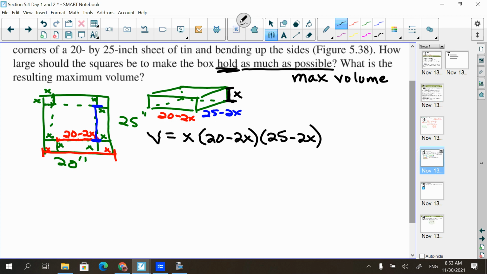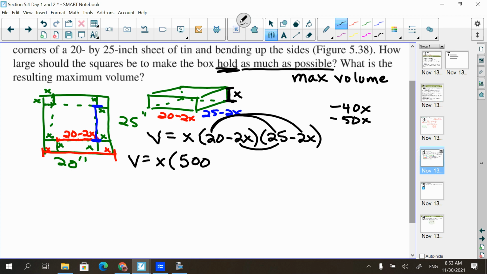Okay, so for this right here, our next step would be multiplying it out. I'd start with these two and then in the very last step, multiply that x through. So I'm just foiling these, 20 times 25, 500. And then outside is minus 40x, and inside is minus 50x. Those are like terms that combine together to give me minus 90x. And then last is plus 4x squared.